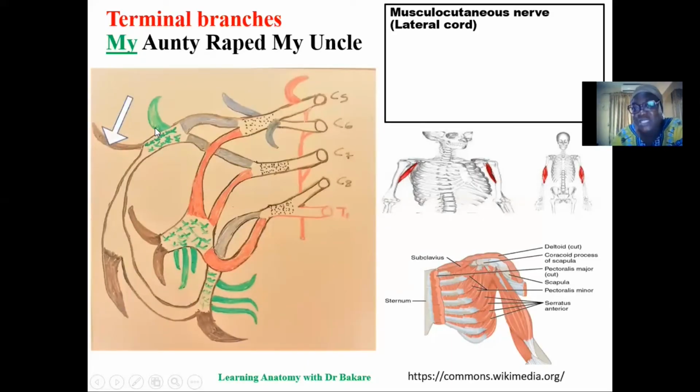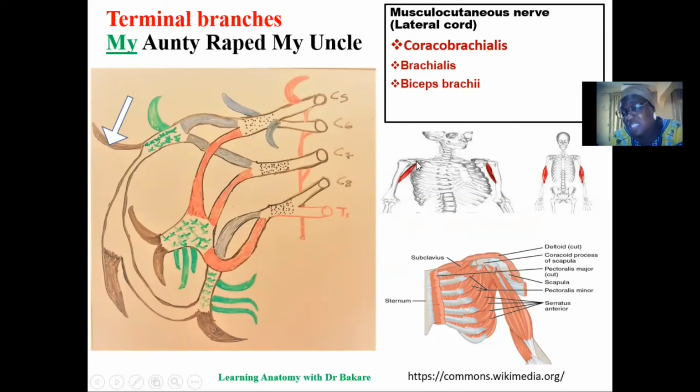This is the musculocutaneous nerve, and it supplies basically the muscles that are seen in the anterior part of the arm. This includes the coracobrachialis, the brachialis muscle, and also the biceps brachii. This is the coracobrachialis emerging from the coracoid process of the scapula, and it's inserted on the upper medial surface of the humerus. Then we have the brachialis muscle that emerges from the anterior surface of the humerus and is also inserted on the ulnar tuberosity.